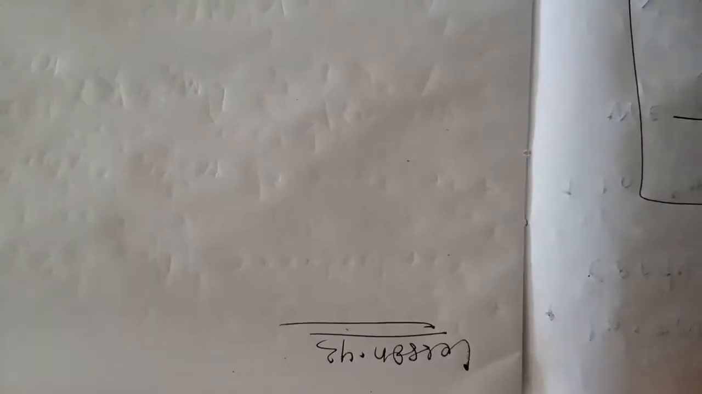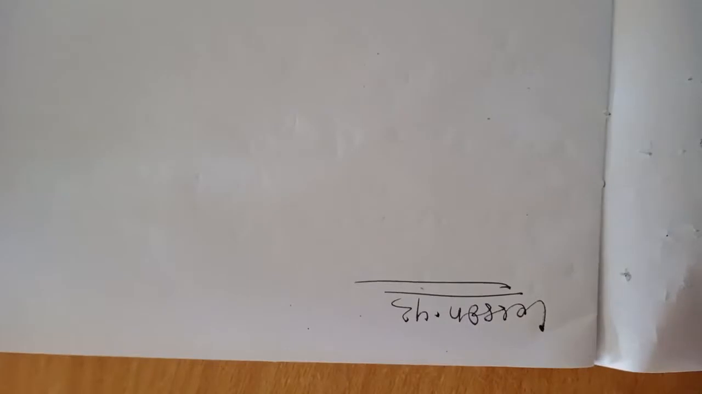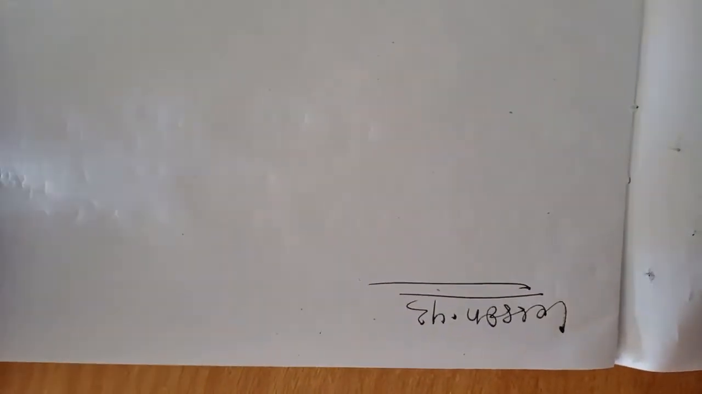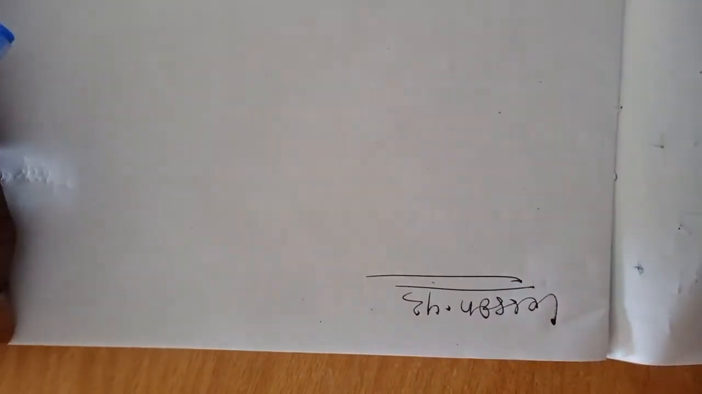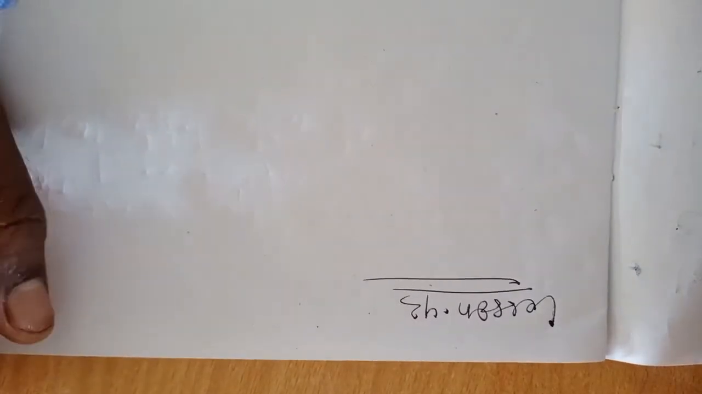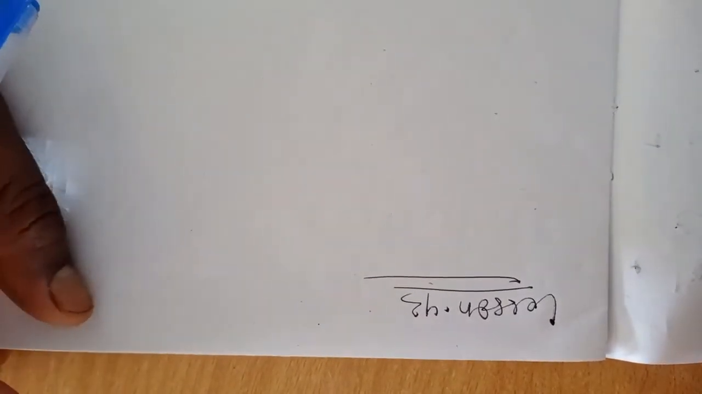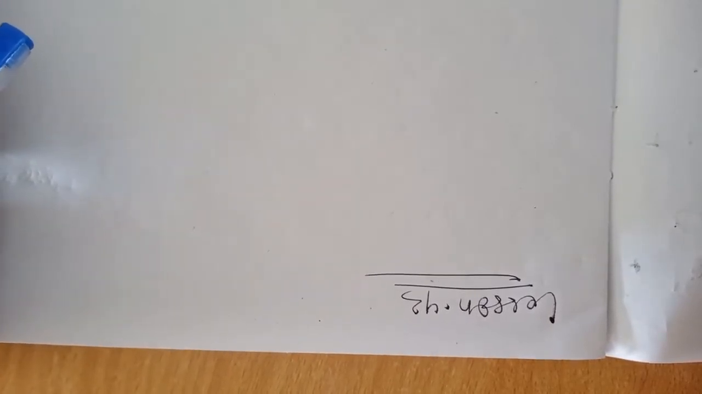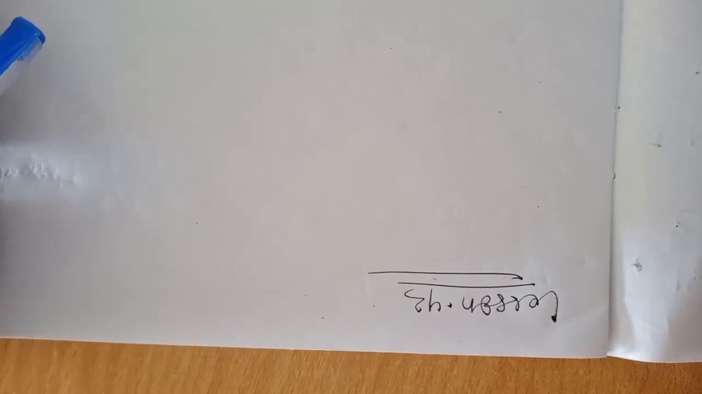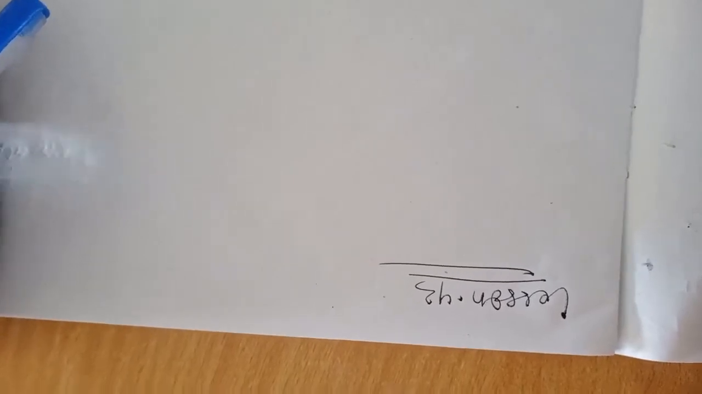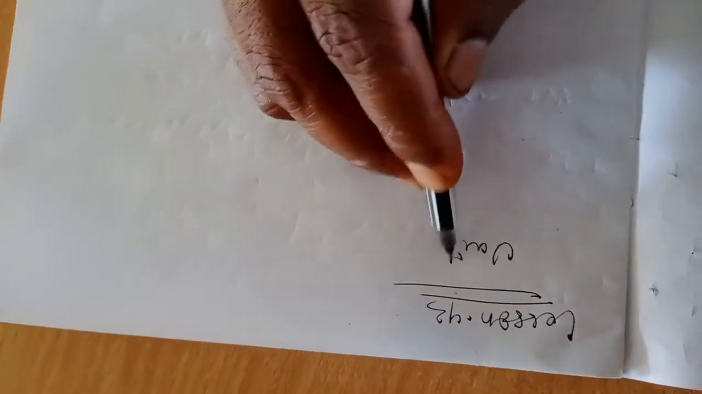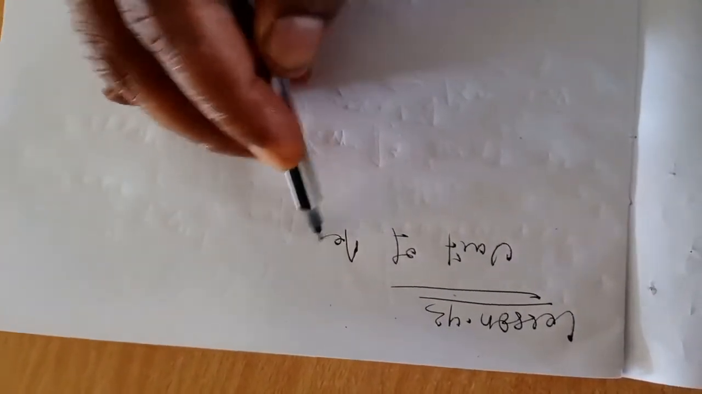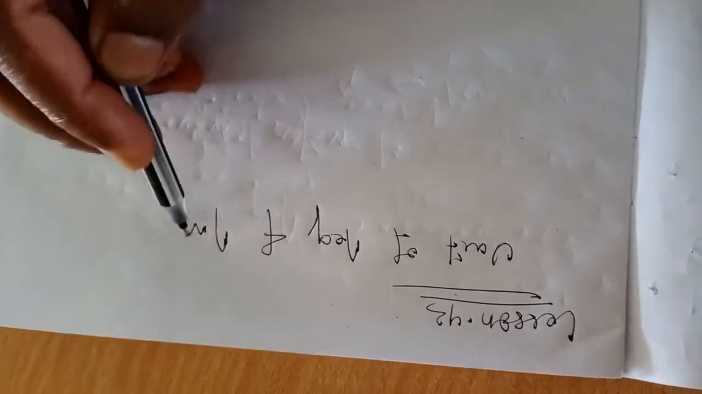Okay, now we will see lesson 43. In the previous class we studied equivalent conductance and molar conductance, and we also saw the relationship between molar conductance and specific conductivity, and equivalent conductance and specific conductivity. Today we will see the unit of equivalent conductance and molar conductance.